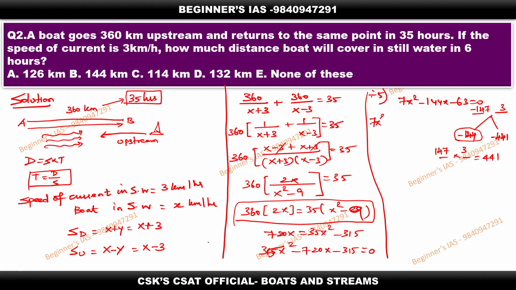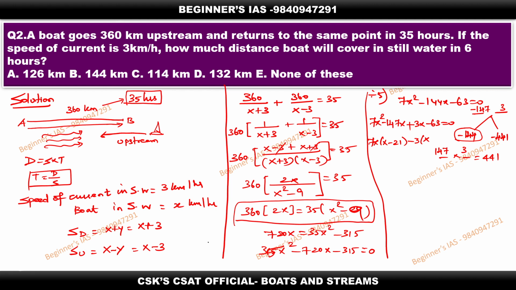Then what you need to do is split the middle term. So 147x, then minus 3x, minus 63, which is equal to 0. Take 7x as a common, you will get x minus 21. Here also you can take a minus, therefore listen carefully, here plus 3. Fine. Now you can take a minus 3 as a common.